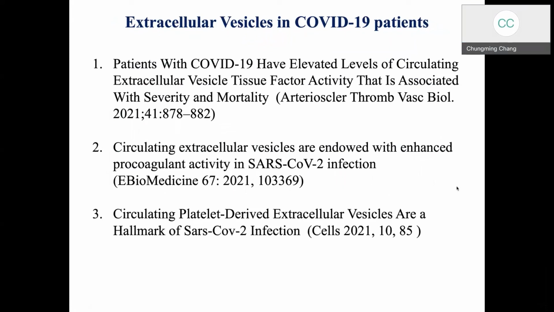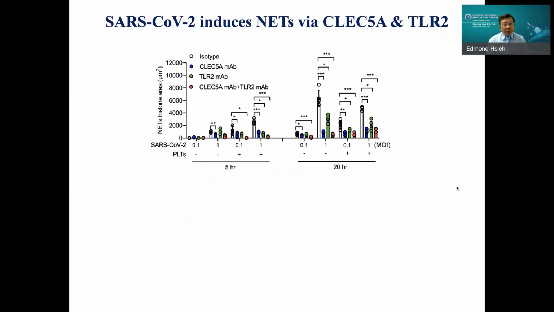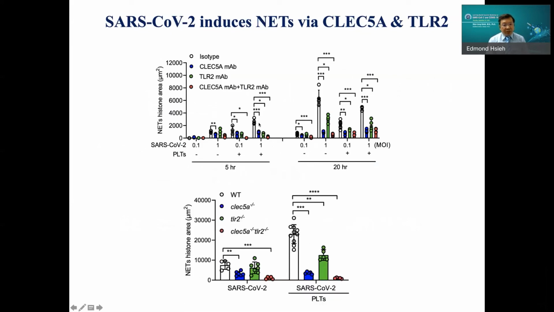So recently, there are more and more papers showing the critical role of vesicle in COVID-19 patients. You will find increased vesicle in COVID-19 serum, and it also correlates with disease severity. Therefore, we are not only using the antibody. We also confirm the critical role of Clef5 and TOR2 using the double knockout mice.